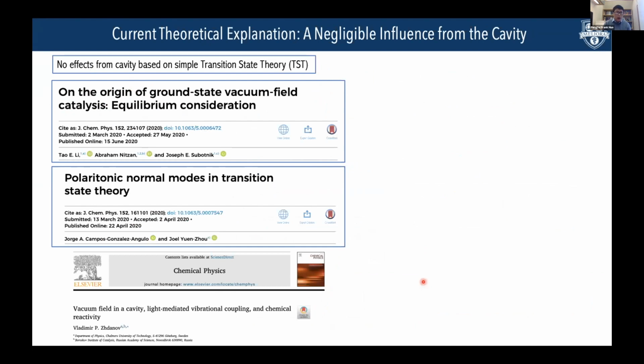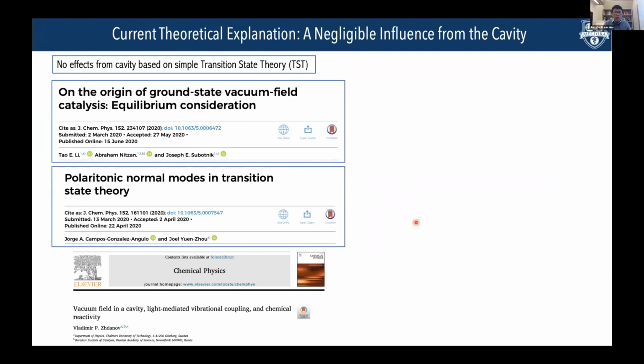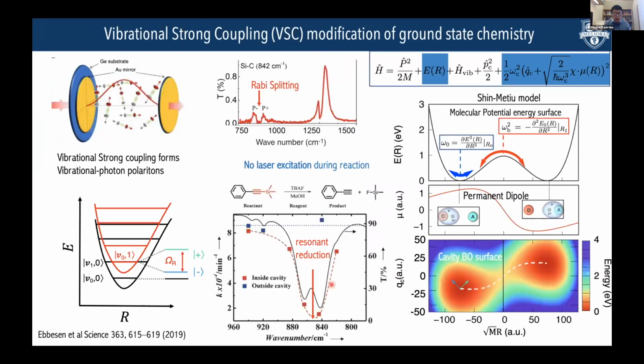Like I said, these interesting papers all point to one simple conclusion. There is no modification whatsoever from the cavity to those vibrational strong coupling cases manifesting to the change of reactivities. No effect at all, or you don't see a resonance effect. Basically, you can change your cavity frequency and there's no significant change of the rate constant, right? In contrast to the experiments where you can see a slowdown of reaction rate by 4 or 5 times.